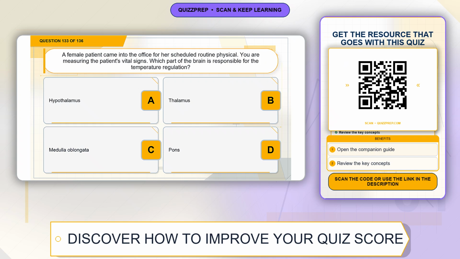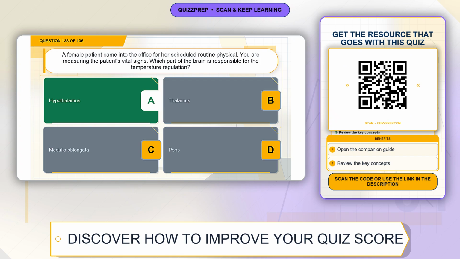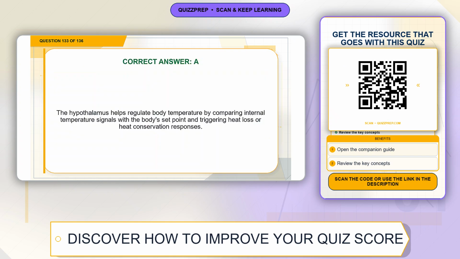Question 133. A female patient came into the office for her scheduled routine physical. You are measuring the patient's vital signs. Which part of the brain is responsible for the temperature regulation? Option A, hypothalamus. Option B, thalamus. Option C, medulla oblongata. Option D, pons. The correct answer is option A, hypothalamus. Explanation. The hypothalamus helps regulate body temperature by comparing internal temperature signals with the body's set point and triggering heat loss or heat conservation responses.